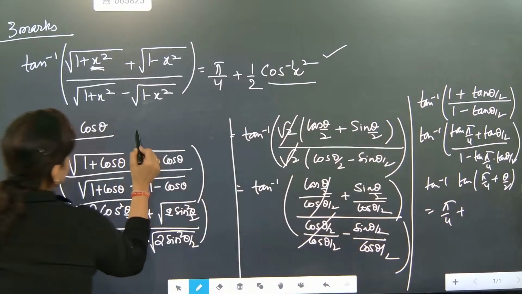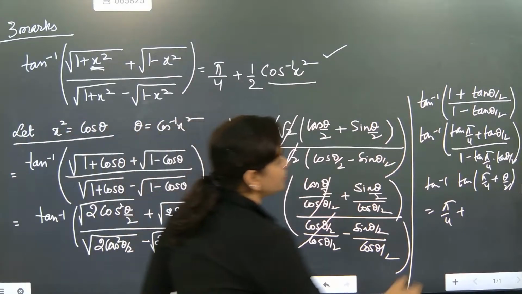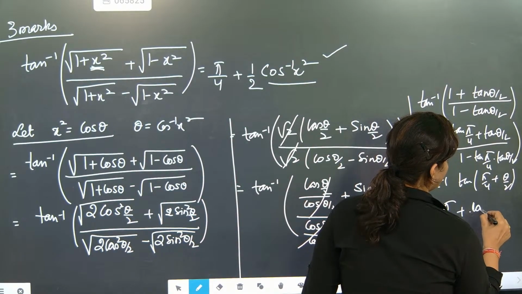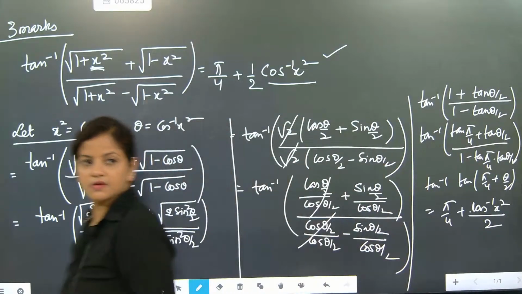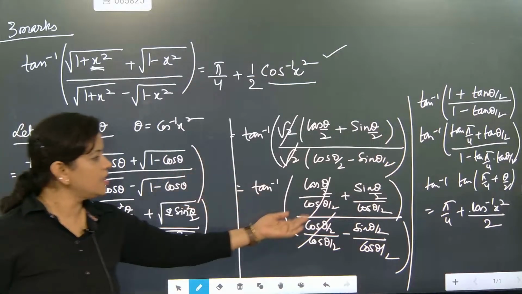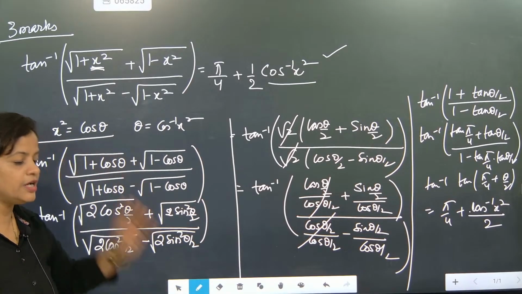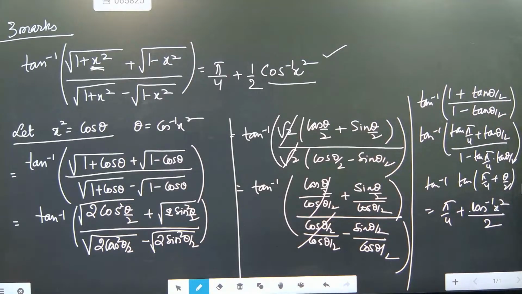When x square is equal to cos theta, then theta is equal to cos inverse x square. Substitute it. Done. Cos inverse x square. Yes, I did 2-3 extra steps, so only it went long. You can directly from here cancel root 2 and take out. Here you can directly substitute. So here, is it tough? It totally depends upon the tricks you apply there, and 100% you can solve these questions.